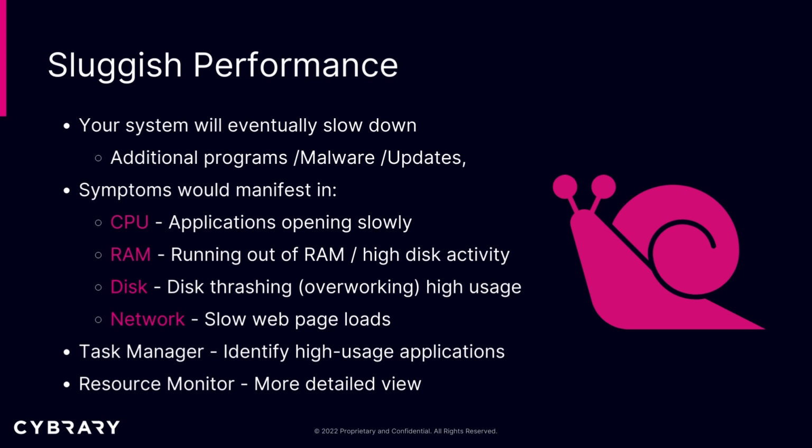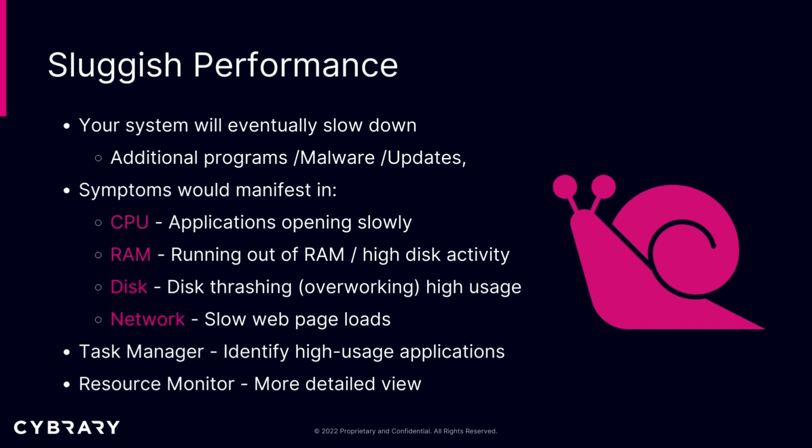Sluggish performance. The performance of your system will inevitably slow down over time. This could be due to a number of reasons: additional programs, bad Windows update patches, malware. Sluggish or slow performance is one of the hardest problems to solve on a Windows operating system because there are so many symptoms related to one another. Now, the first step in solving this problem is identifying the component that is impacted by the performance issue.